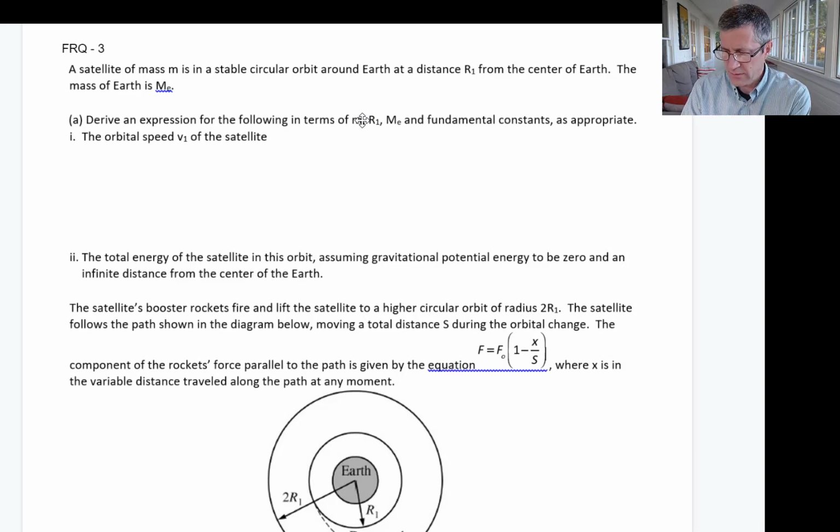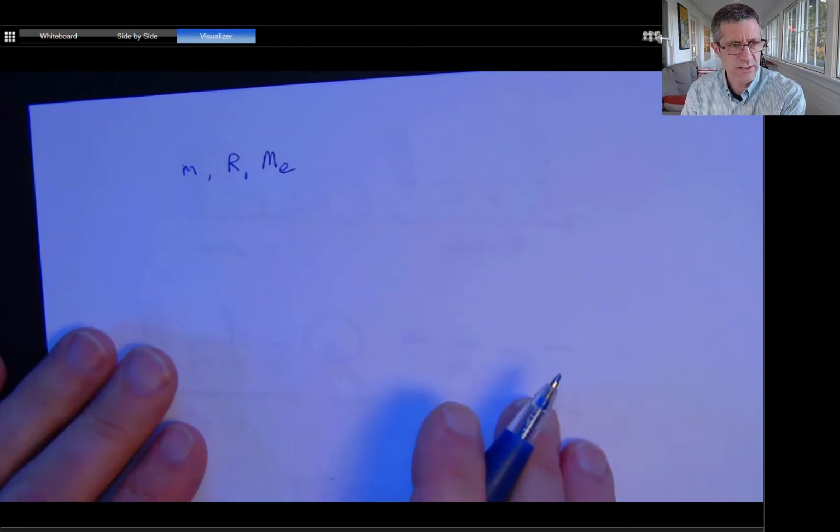Okay, let me jot that down. So I can have the mass of the satellite, the radius from the center of the Earth, I call it R1, and the mass of the Earth, I call it M sub E, but nothing else, well, exotic constants. So, okay, let's see what we can do for this. So you want the orbital speed. Okay, pretty common question to try to get to orbital speed.